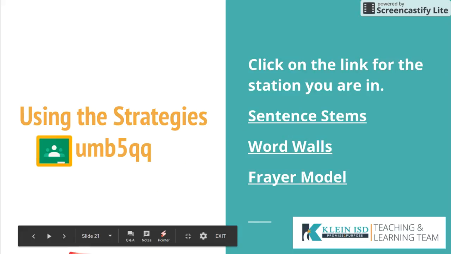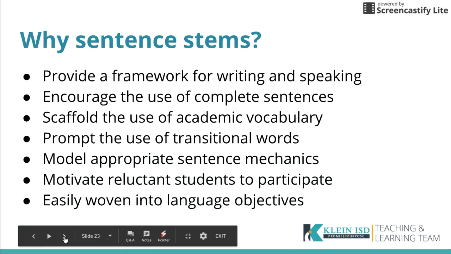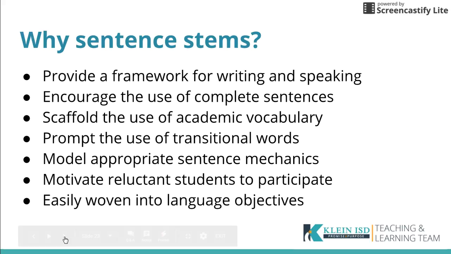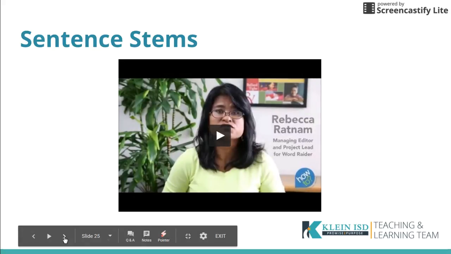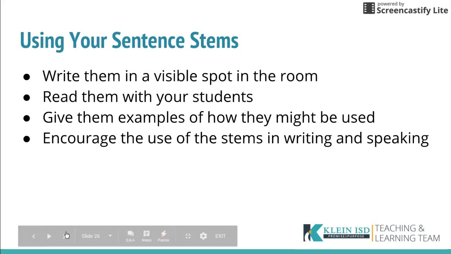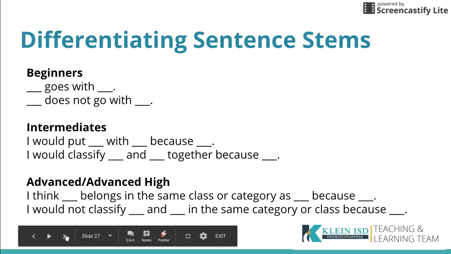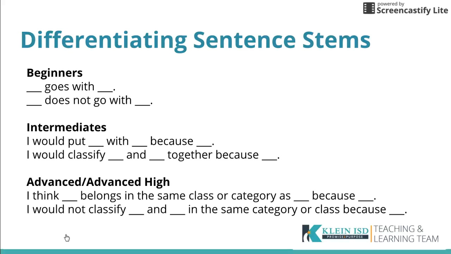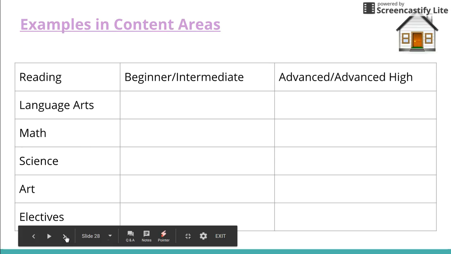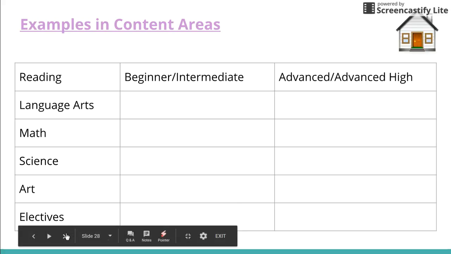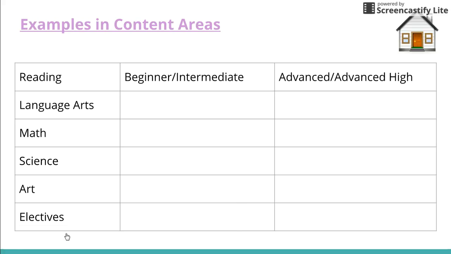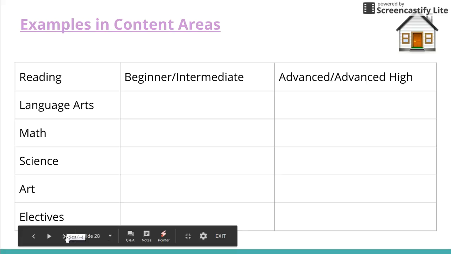So for example, you have sentence stems. For one rotation, your teachers on their own in a group will look at these examples. They can watch videos, look at some sentence frames, and then you can differentiate your sentence stems accordingly for beginners, intermediate, advanced, and advanced high. And then they're going to have an activity where they place their post-it notes for beginner, intermediate, and advanced high students for each of their content areas. So this can act like an exit ticket for each of your groups as well.